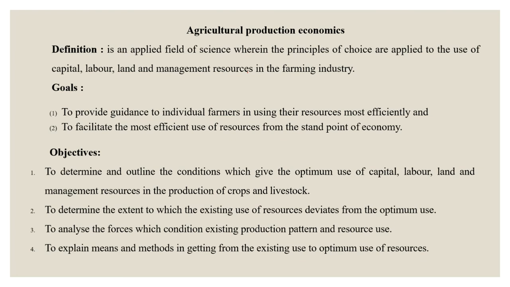Let us see agricultural production economics. It is defined as an applied field of science wherein the principles of choice are applied to the factors. In economics, there are four factors of production, and those factors are very important: land, labor, capital, and management.